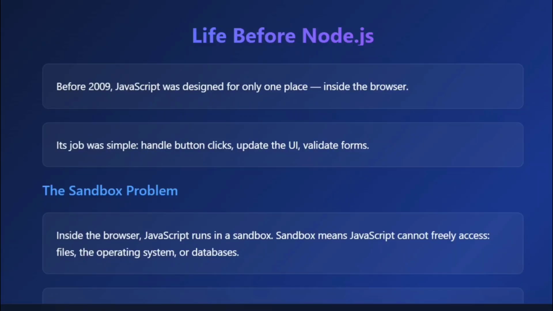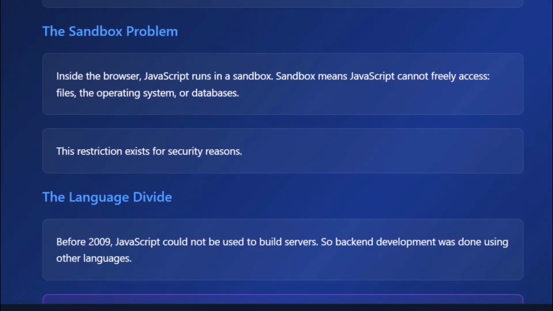So now let's talk about a very important problem. Before 2009, JavaScript was designed only for one place, that is inside the browser. Its job was simple: handle button clicks, update the UI, and validate forms. Inside the browser, JavaScript runs in a sandbox. Sandbox means JavaScript cannot freely access files, the operating system, or databases. These restrictions exist for security reasons. Because of this, before 2009, JavaScript could not be used to build servers.